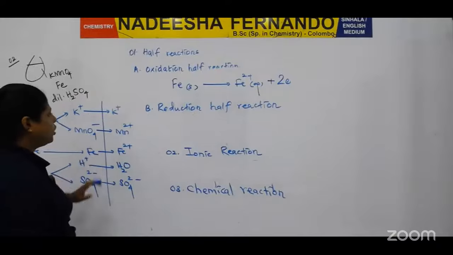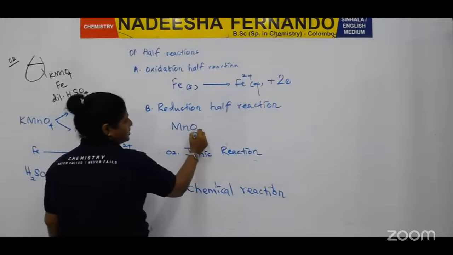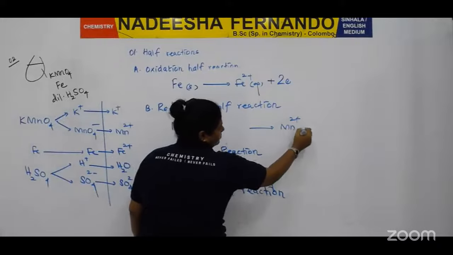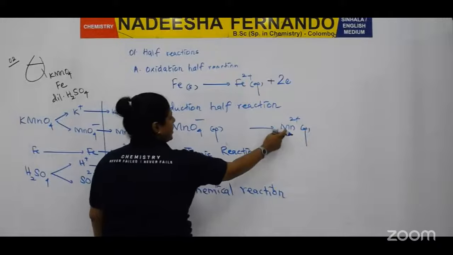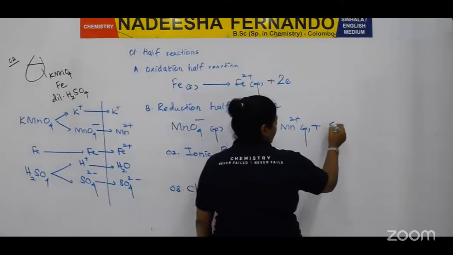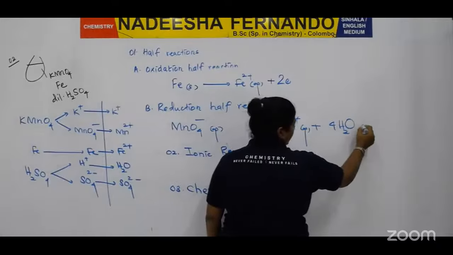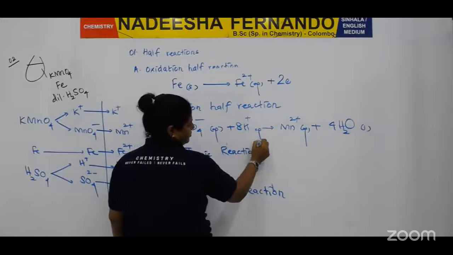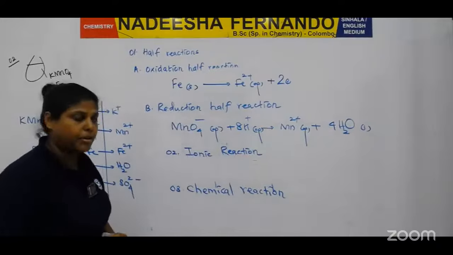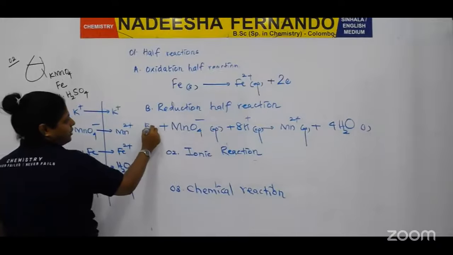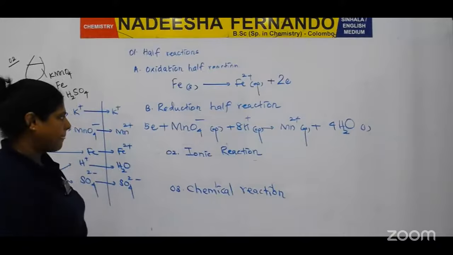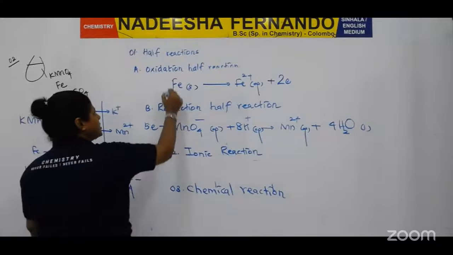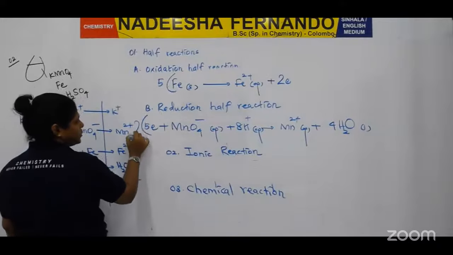MnO4- goes to Mn2+ is the reduction. Manganese is the same number. To balance the oxygen, add 4 H2O liquid, and 4 into 2, 8 H+. To get the same charge, you need to add 5 electrons. Then, to get the same number of electrons, multiply this by 5 and this by 2.